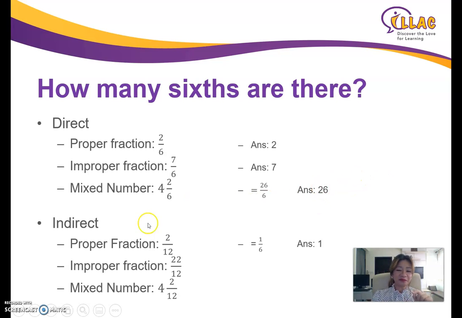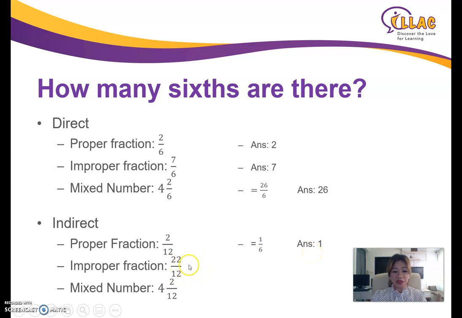26. 2 over 12, you don't have 6 over there. What must you do? Convert into 6 then. 12, how to convert into 6? Divide by 2. So divide by 2 on the denominator, divide by 2 the same for the numerator. You get 1 over 6. Okay, therefore the answer is 1 over 6. How many 6s are there? 1. Again, 22 over 12, there is no 6.